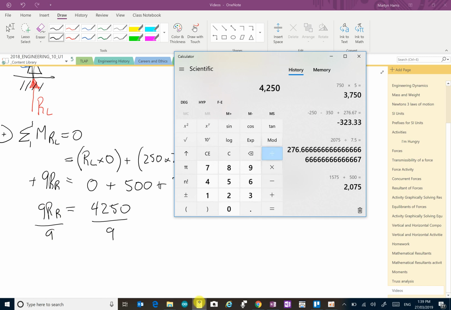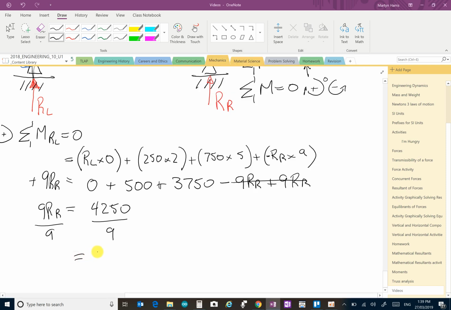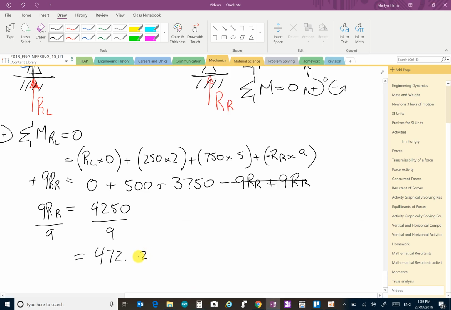So now I've got 4250 divided by 9 equals 472.22. We'll just round it off, newtons. So the reaction force here in RR is going to equal 472.22 newtons worth of force. I'm going to end this tutorial here, and we're going to go into the next tutorial to work out what RL is.